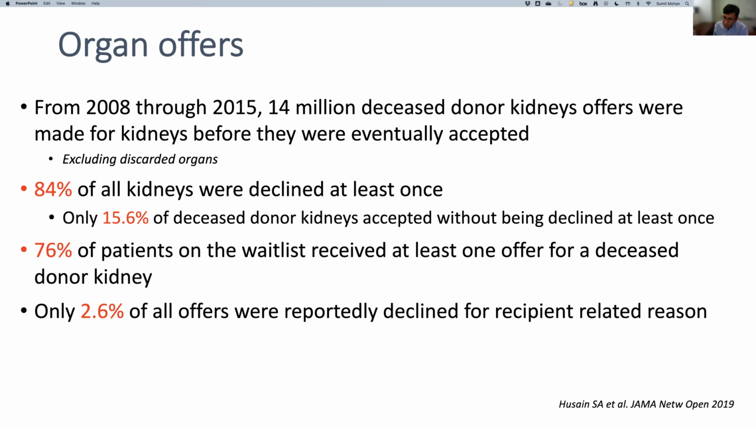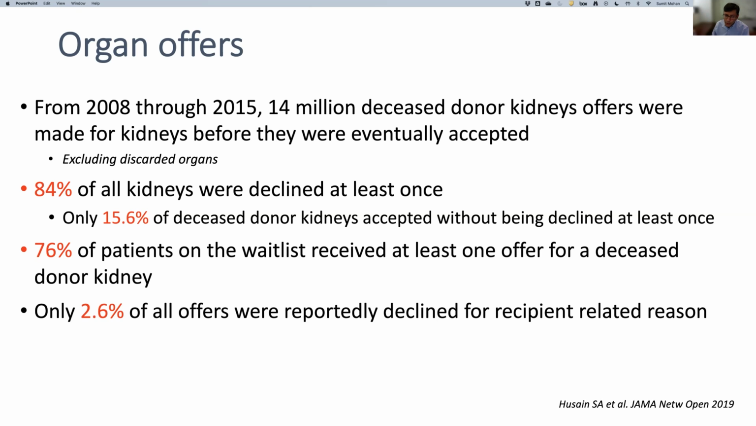As a result, 5 out of 6 kidneys are essentially declined at least once before we find an accept. So it may not go to number 1, it may go to number 2, but every kidney is declined at least once, almost. So that means only 15% of kidneys are actually going to the person they were originally intended to at the top of the match run.